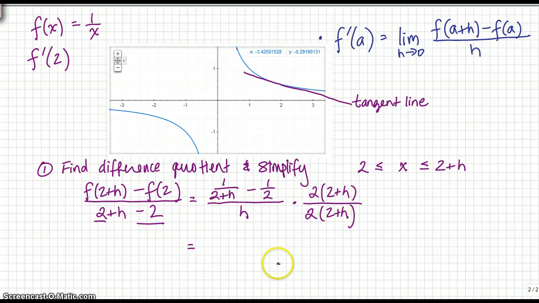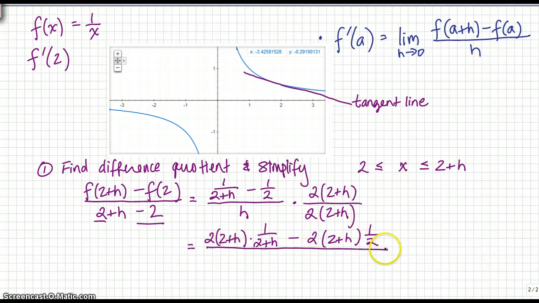So when I distribute that 2 times 2 plus h on the top, it's going to be 2 times 2 plus h times 1 over 2 plus h. And then I'll distribute it to the second piece. It's 2 times 2 plus h times 1/2. And on the bottom, it'll be h times 2 times 2 plus h. Why did I go through all this trouble? It seems like I just made the situation worse, but in fact, I'm going to be able to cancel those denominators out here and cancel the 2 out here. What do I get when I do that?